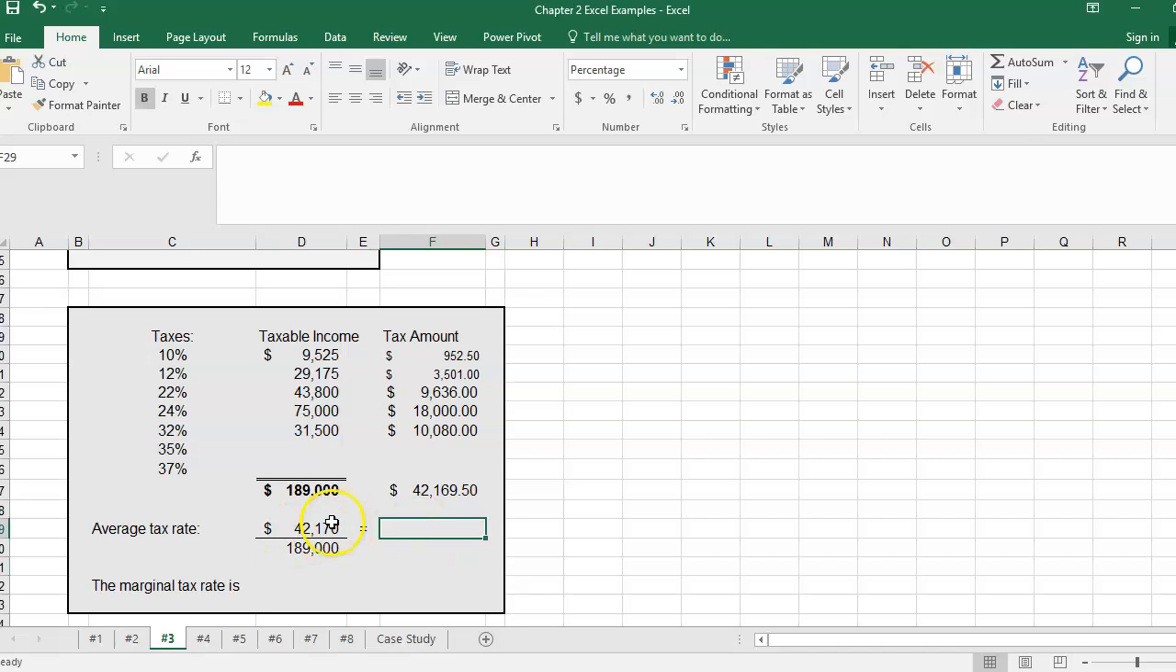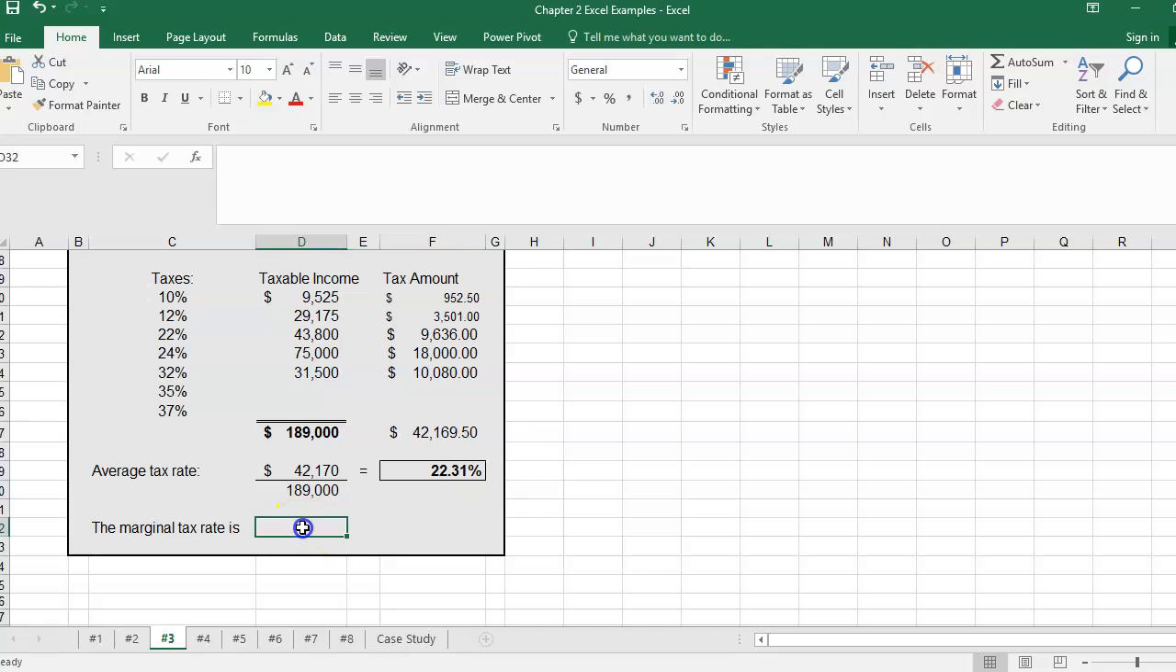The average tax rate is calculated by taking the tax amount divided by the total taxable income. So if we divide 42,170 by 189,000, we get an average tax rate of 22.31%.